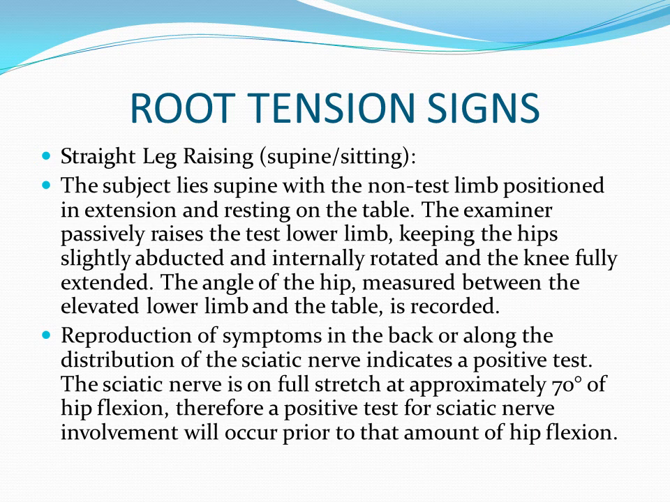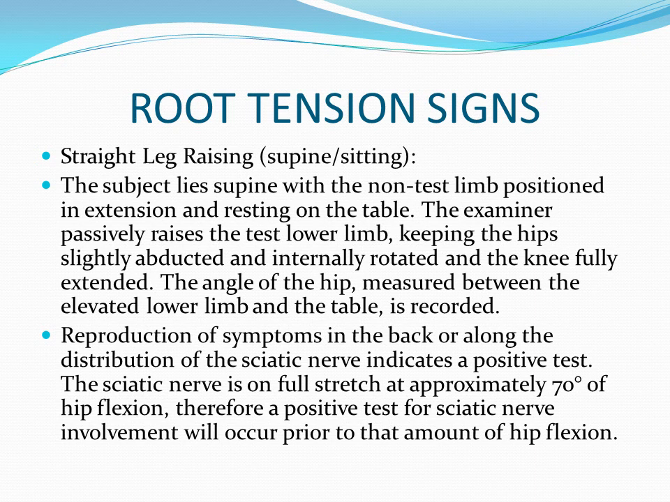Make sure to keep the hips slightly abducted and slightly internally rotated and the knee fully extended. The angle of the hip measured between the elevated lower limb and the table is recorded as your measurement of straight leg raising angle. Now, reproduction of symptoms in the back or along the distribution of the sciatic nerve indicates a positive test.